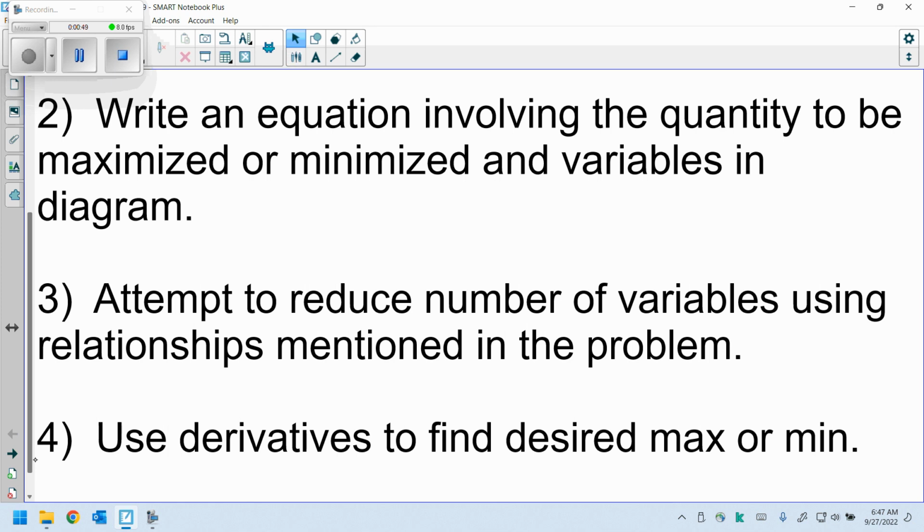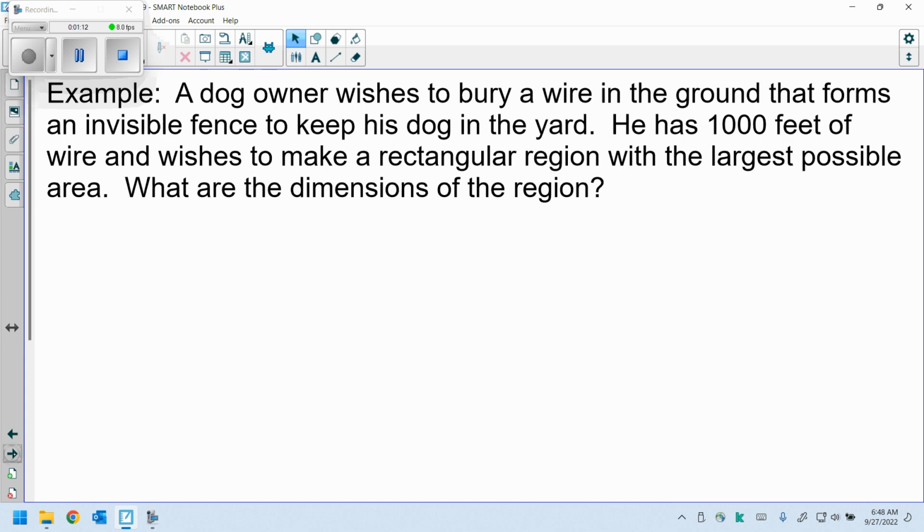Now, there are some relationships given to you in the problem that may help you reduce the number of variables, and so we should look for that. And then we're going to have an equation that we would like to use derivatives on, because derivatives help us find maximums or minimums. So those are going to be the 4 steps that we use. We'll start out with an easy example, and then we'll jump to a pretty tough one.